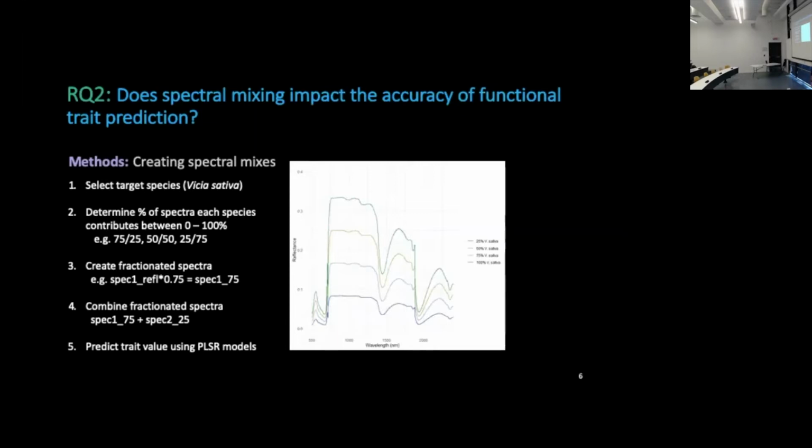Ultimately, the creation of fractionated spectra was really just taking the end member spectra and multiplying it by the percentage that it would represent in the mixed spectra. So if an end member was only 75%, you would multiply each value by 0.75 and get the fractionated spectra. From that, we could mix, or we did mix 2, 3, and 4 species mixes, and you really take those sort of Frankenspectra, if you will, and use the models that we created for each trait to predict the mixed trait.